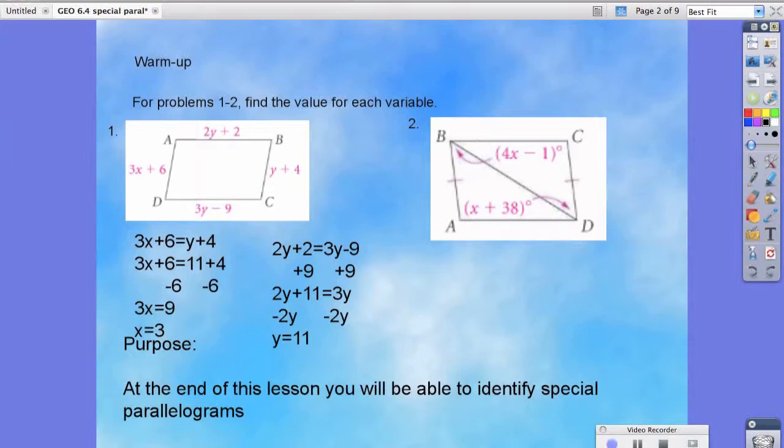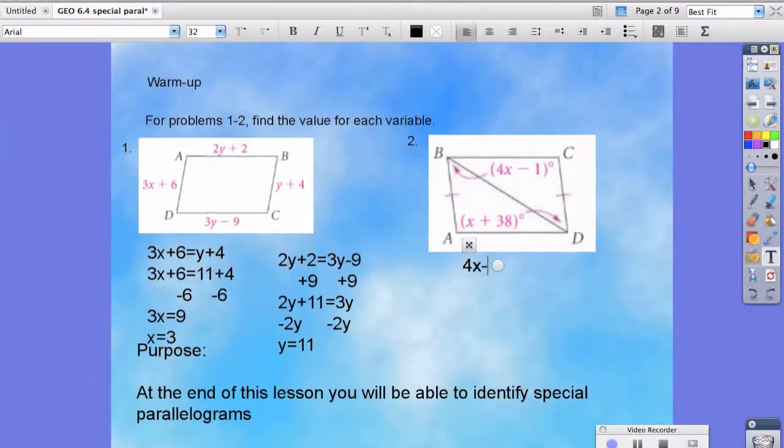Second problem, because we have a parallelogram, then we have parallel lines. Therefore, we have alternate interior angles with these two angles. Therefore, 4x minus 1 equals x plus 38. Subtract x from both sides. 3x minus 1 equals 38. 3x equals 39 because we added 1 to both sides. And x is equal to 13.